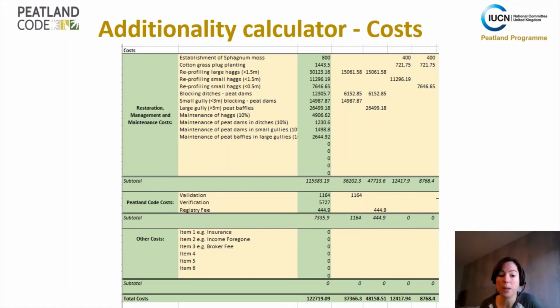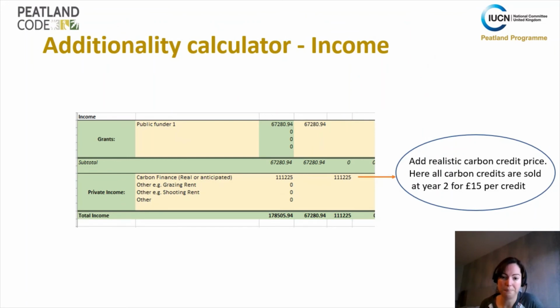You also fill in the Peatland Code costs, so your validation and verification and registry fees. The registry fee is just the setting up of your unit, so that's 6p per unit here. These costs are not included in test 2, but the additionality calculator does that for you. And if you have any other costs, you also fill that in here. So it works out a total cost for you, and then you also fill in your income.